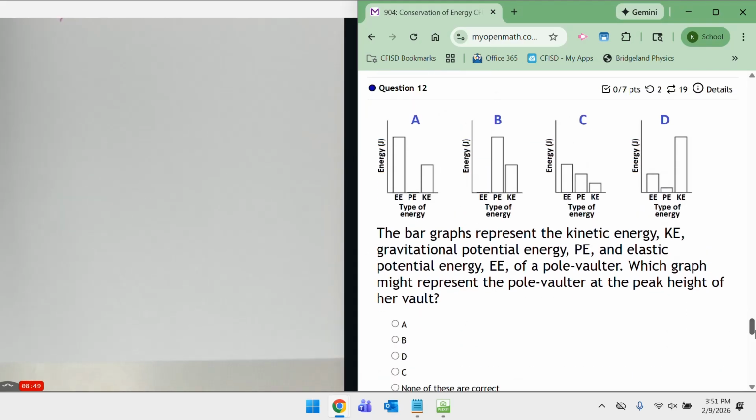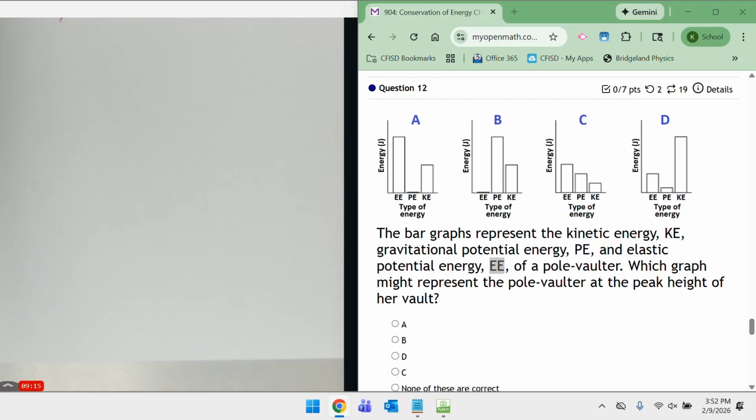Question 12 says the bar graphs represent the kinetic energy, KE, gravitational potential energy, PE. Please note that they are only using these letters to represent GPE, PE, that's what's in the graph. And elastic potential energy, EE. That's not the thing we normally use, but that's okay. We normally have EPE, but they're telling you to match that. Which graph might represent the pole vaulter at the peak height of her vault?